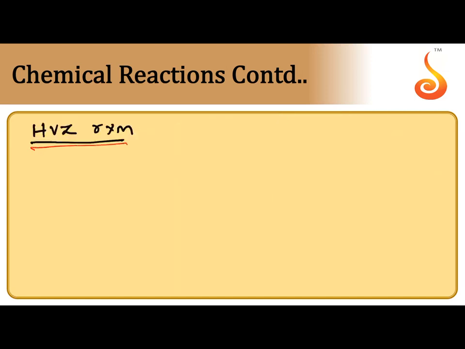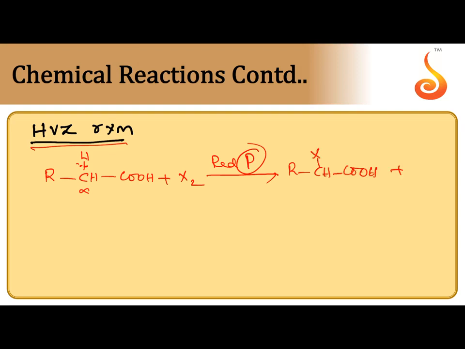Next, HVZ reaction, this is a very important one. Carboxylic acids containing at least one alpha hydrogen react with halogen in the presence of red phosphorus to give alpha halo acids. So RCHXCOOH plus HX.